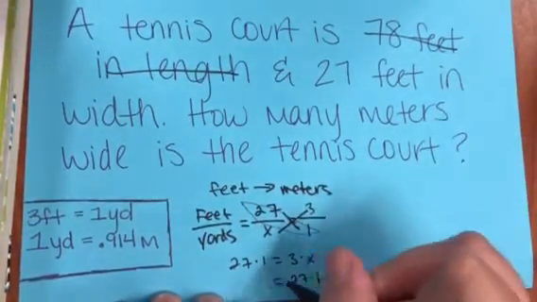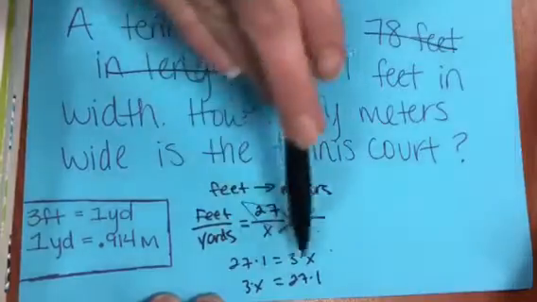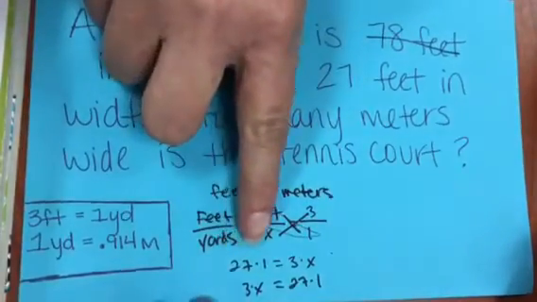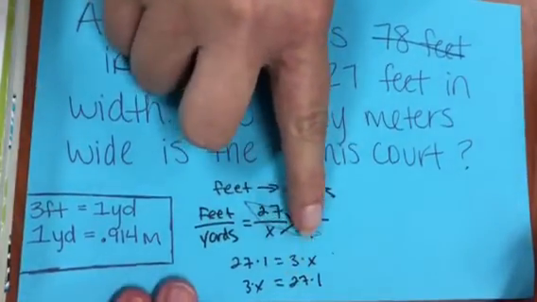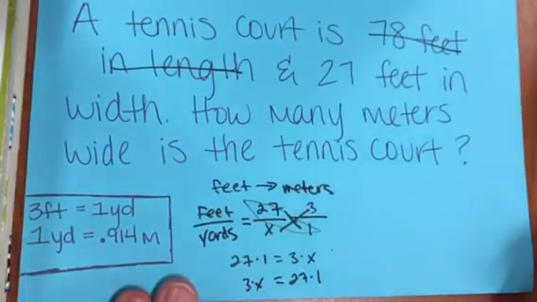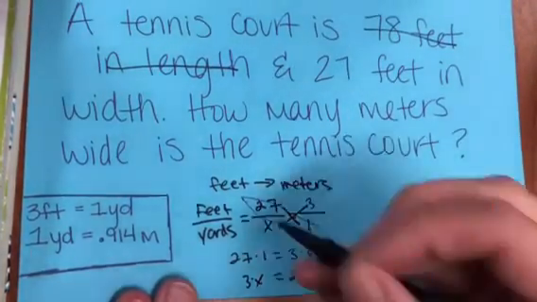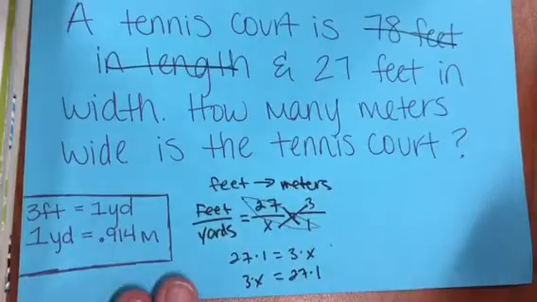Yes, ma'am. 27 times 1 equals 3 times x. Those are equivalent, correct? They are, because she put the 27 times 1 over here, but it's the same thing. We're just showing you there are different ways to write this. And that's okay. If you write it on this side, it doesn't matter because they are equivalent.